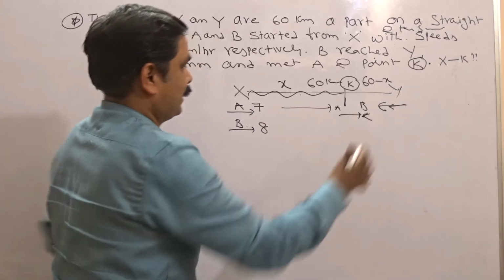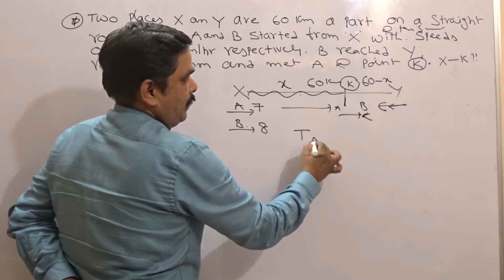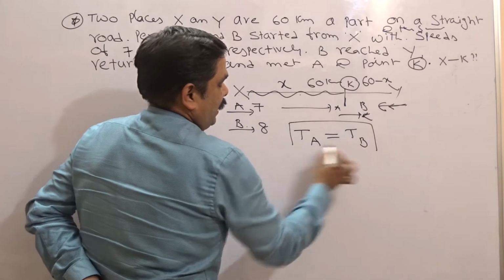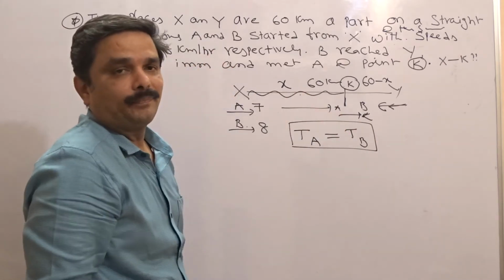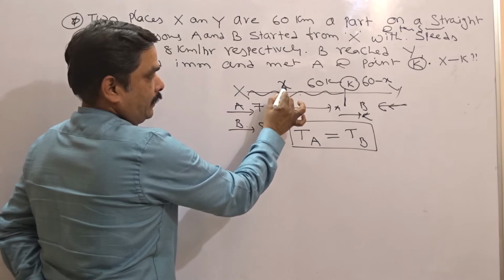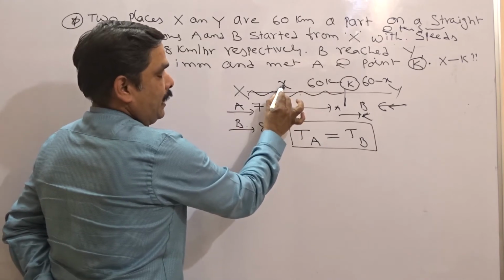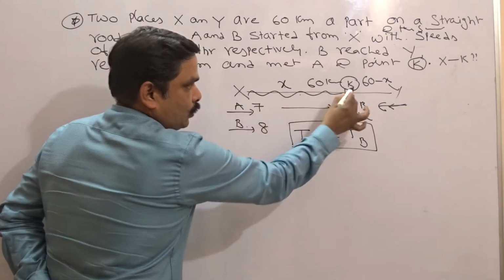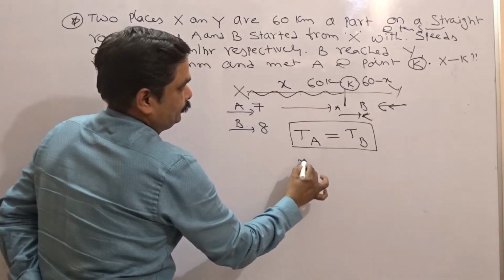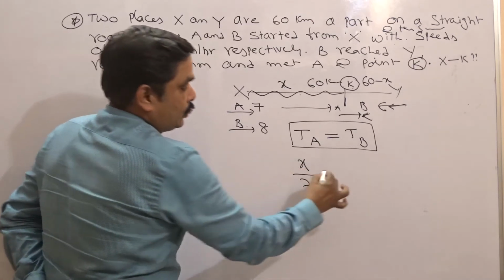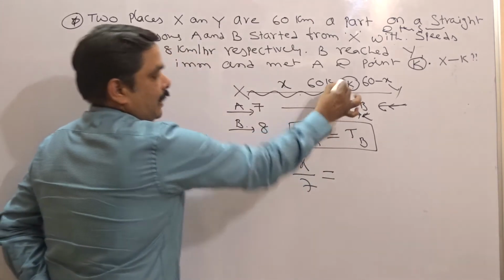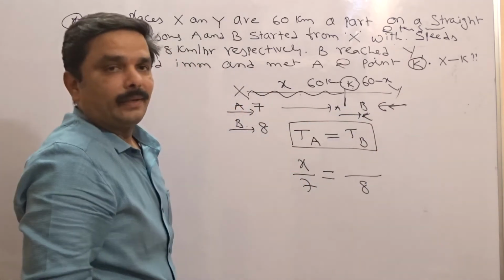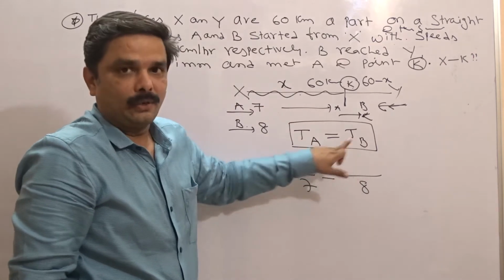What exactly is the equation? Time taken by A must be equal to time taken by B, with the help of which I can solve the question very easily. Now, time taken by A is nothing but distance travelled by A divided by speed of A. Distance travelled by A from X to K, that is X. So now, X by 7 should be equal to distance travelled by B divided by speed of B, that is 8. We should be a little careful here, particularly for the beginners.